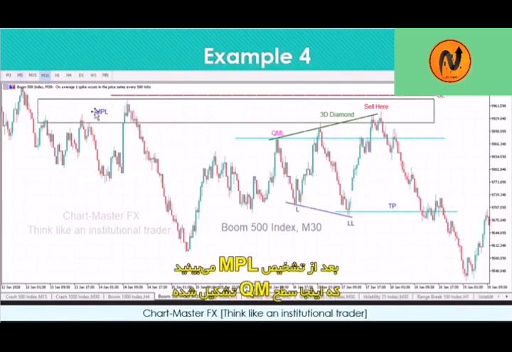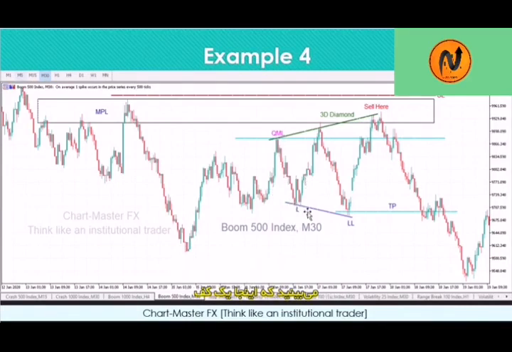And you can see that once you identify our MPL, the Quasimodo level was formulated here. Why? You can see that there was a low here and a lower low here, which actually made it a Quasimodo. And what happened, guys? When the price was approaching the QM level, it approached it without any PA, which gives you an indication that this Quasimodo cannot be traded. Why? Because there is no PA.